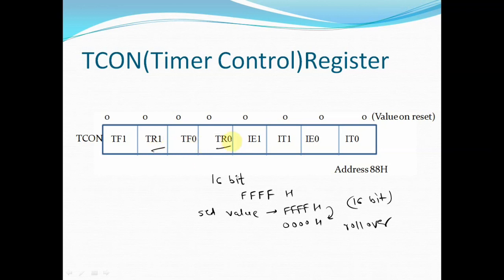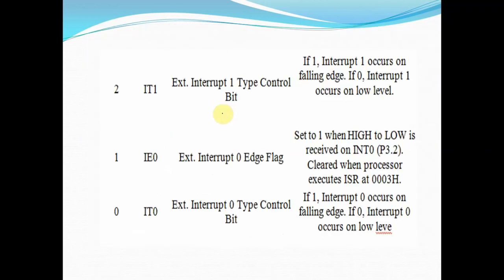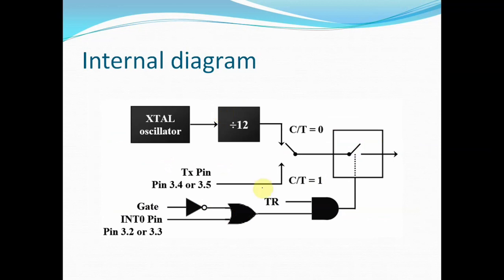The next two bits are TR1 and TR0. These are called timer run bits. So TR1 again stands for timer 1 and TR0 again stands for timer 0. Now let us see the internal diagram. So here is a TR bit which is present in the TCON register.